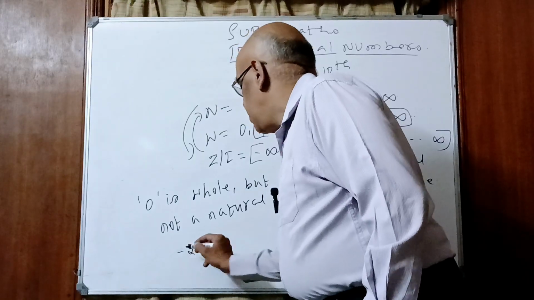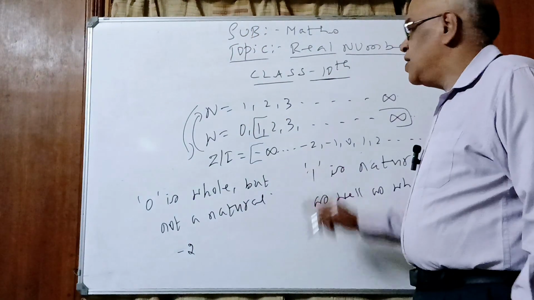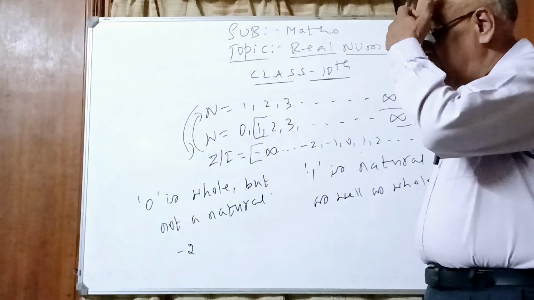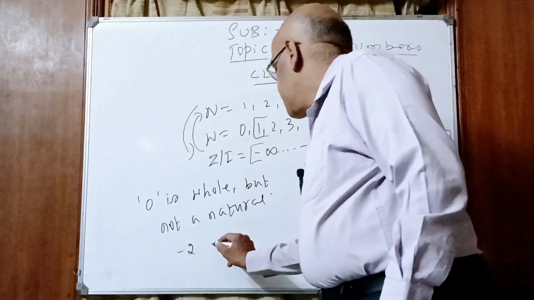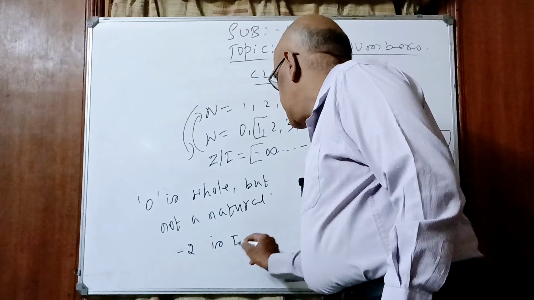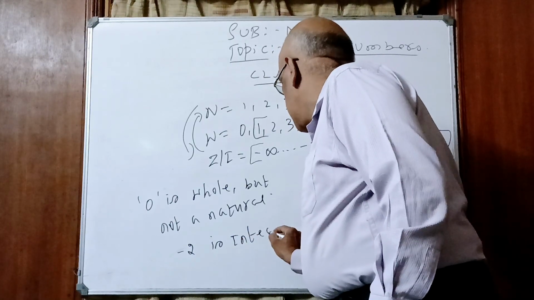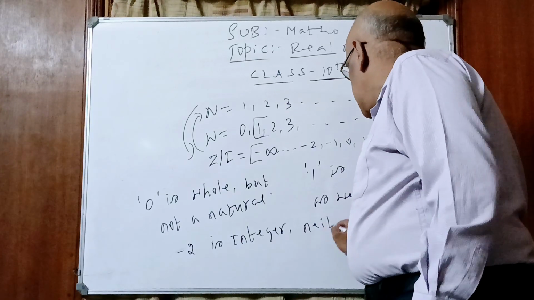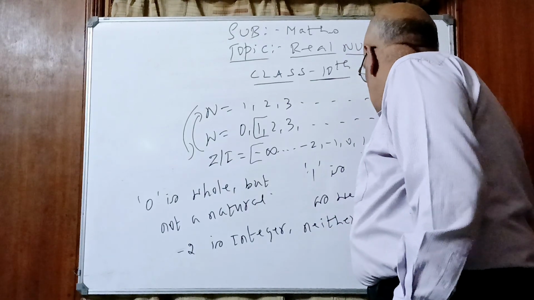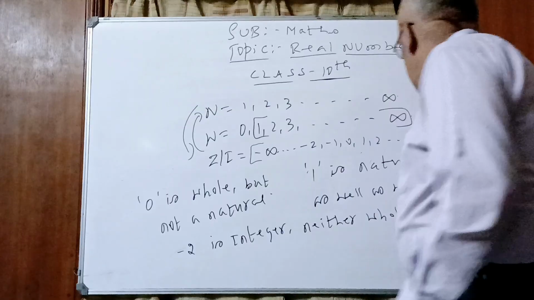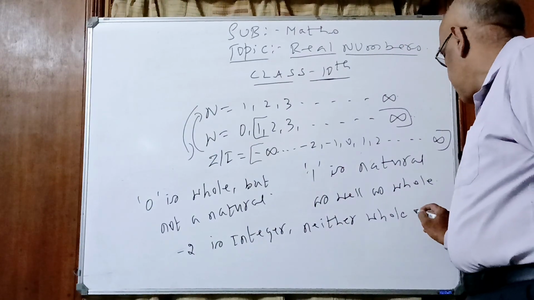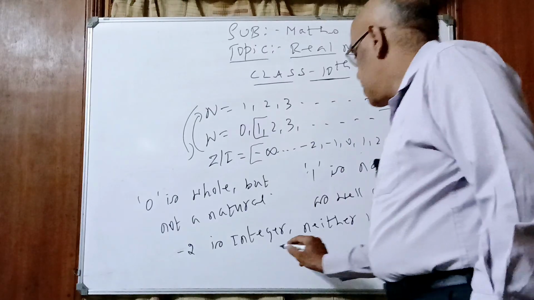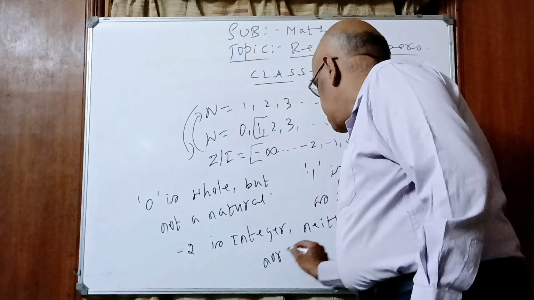Is minus 2 a natural number? No. Is it a whole number? No. Minus 2 is an integer. Neither a whole number nor a natural number.